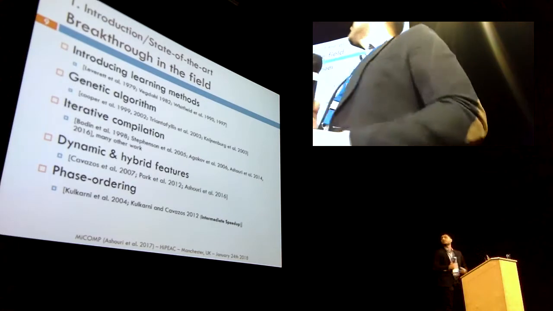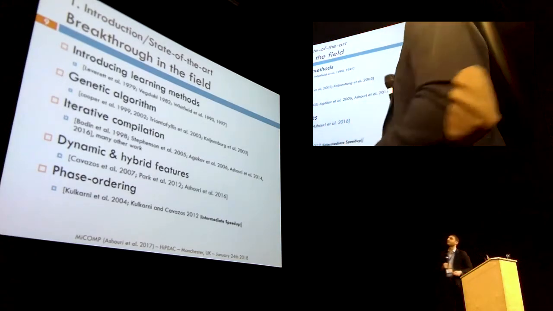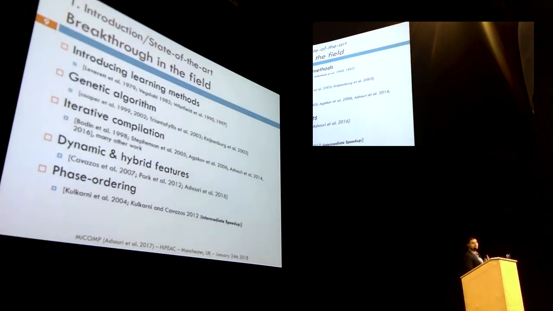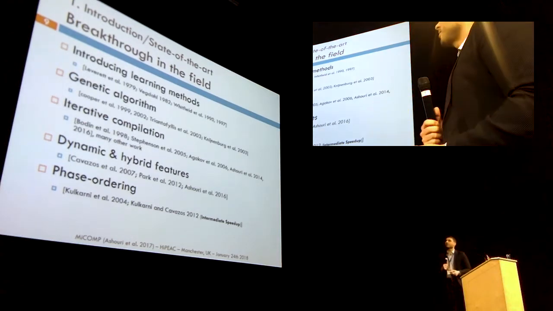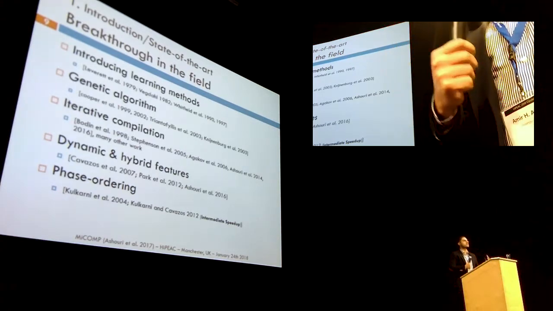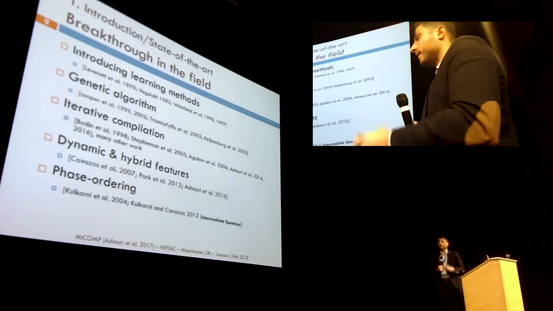And in 2006, Agakov and the other authors in Edinburgh mastered the work with a machine learning model. So this is an important paper in the field right now. And then later on, Cavazos and EJ Parker started to use other types of features instead of static features, so dynamic features as well. And we had phase ordering as of late as well.